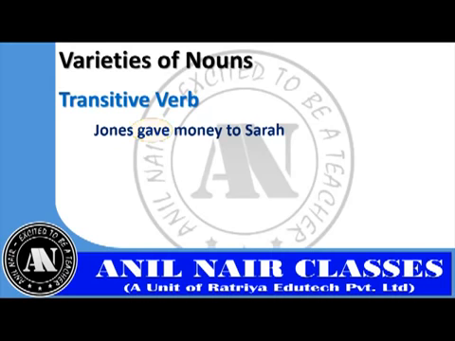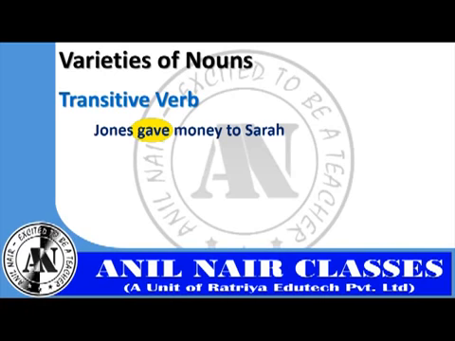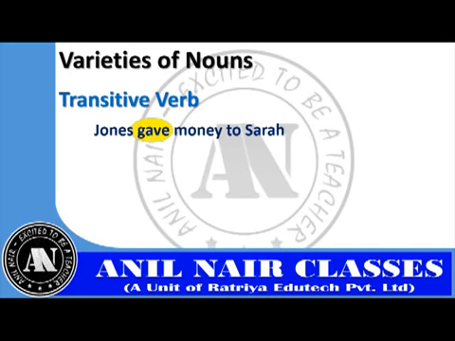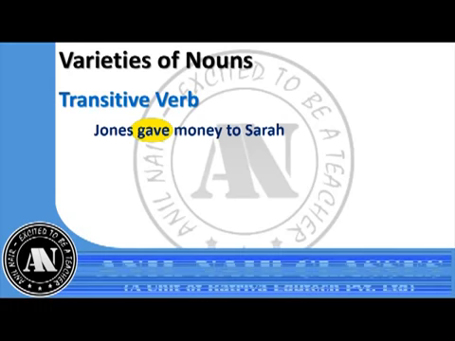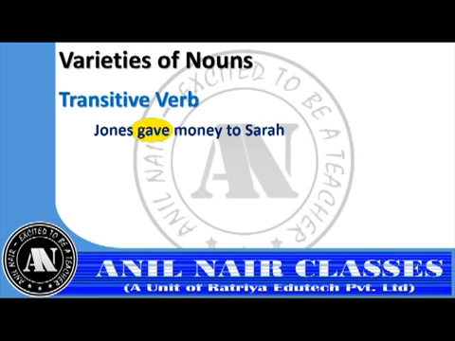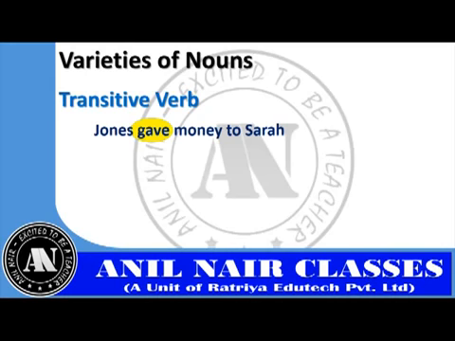Now if I remove everything after gave and give you the statement as Jones gave, full stop, this sentence would not have been complete, or in other words, it would not mean anything. You can ask a question on it. What did Jones give? You can immediately realize that the next part of the sentence answers the question. Jones gave money. Hence, you can easily conclude that without the object money, the action gave cannot exist. You need to give something.